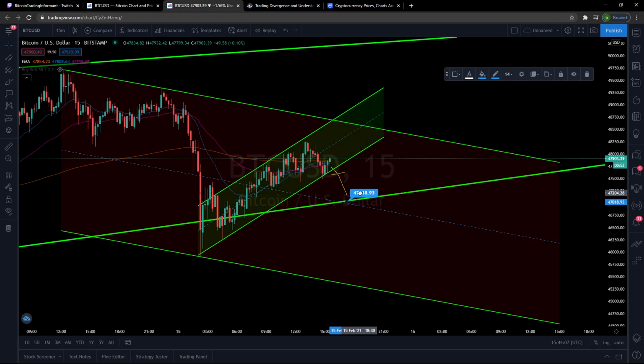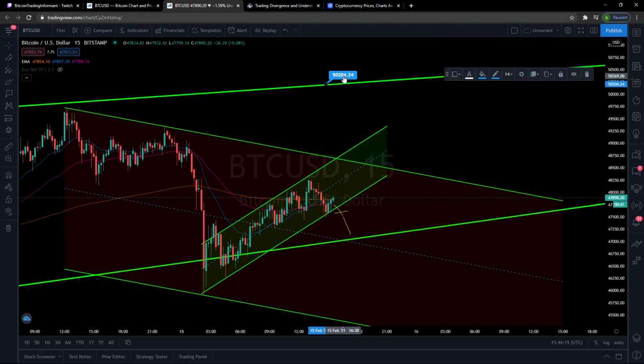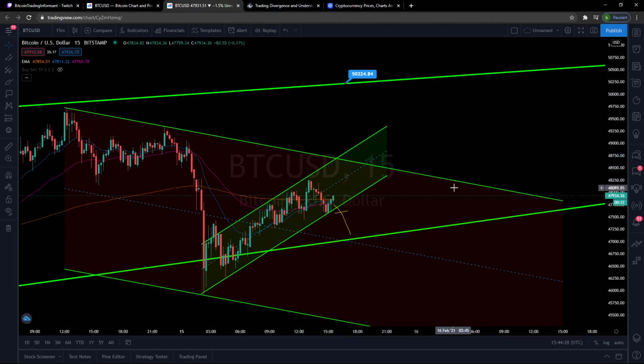This is a big support we have, about 47,000 to 47,400. And this is still our support for the next time. And this is the upper line of the wedge here. If Bitcoin can go up to this line, perfect, we are in the trade and we have 50,000 on this side. So guys, that's the thing for today.